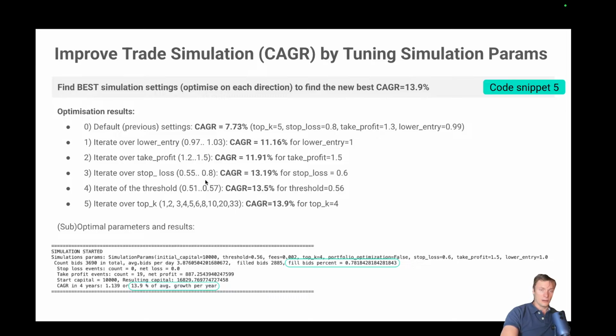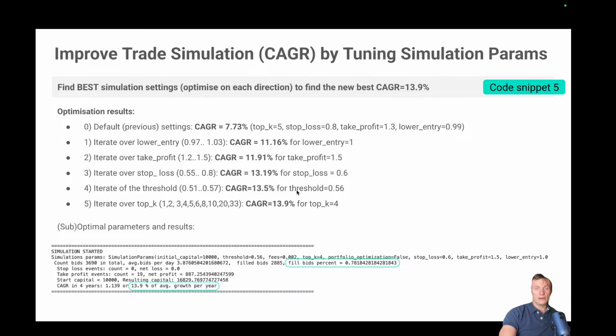Next, I tried to optimize stop loss, and I moved even further, from 0.55 to 0.8. I found that when I tried to sell at a 20% loss, or stop loss equals 0.8, it actually sold a lot of negative growth stocks, which later could end up at a better place. So overall, it reduced my margins. If I use stop loss 0.6, average growth was 13.19.